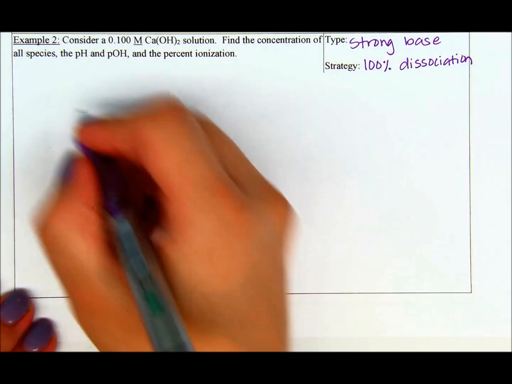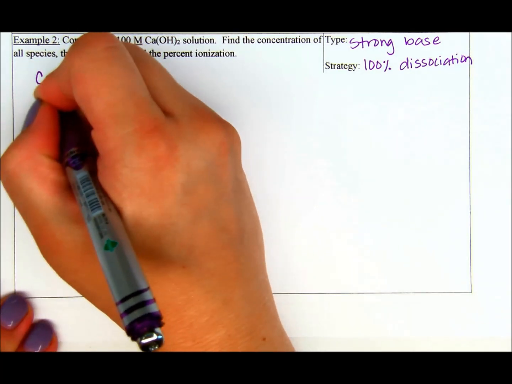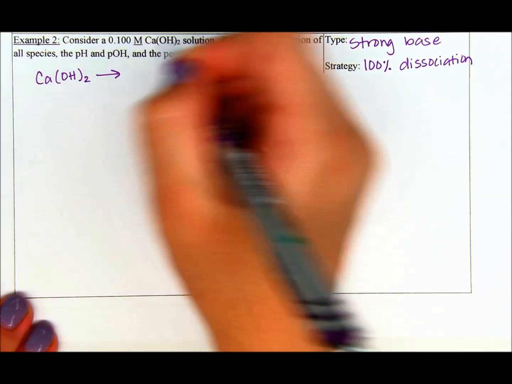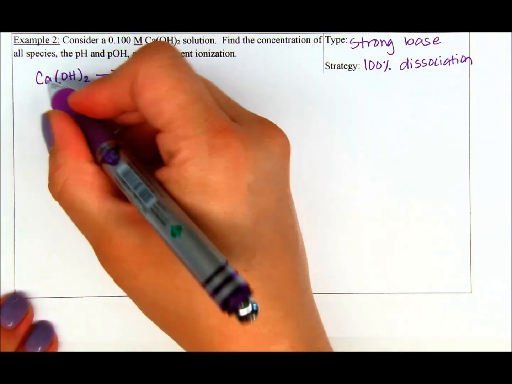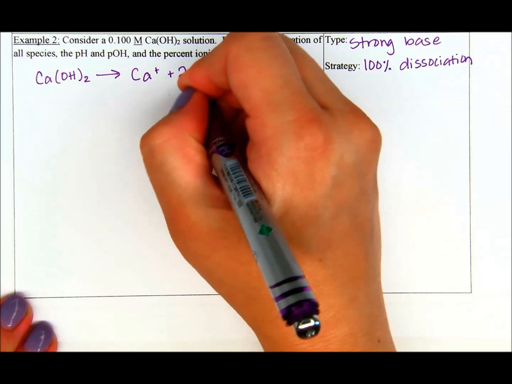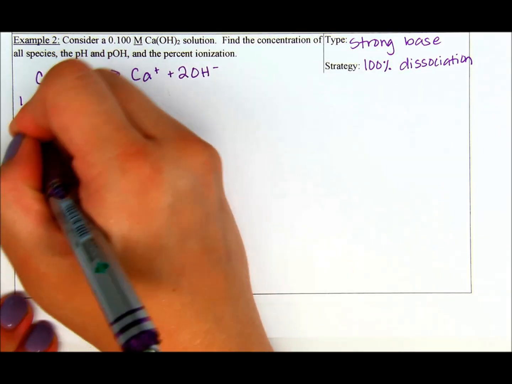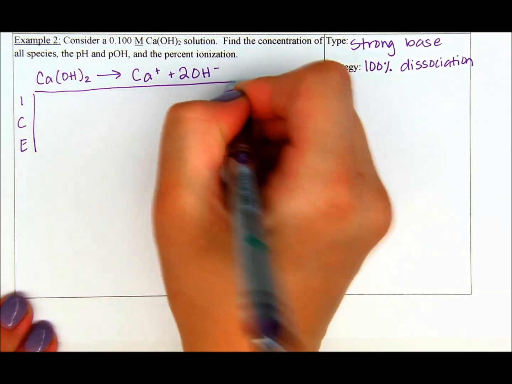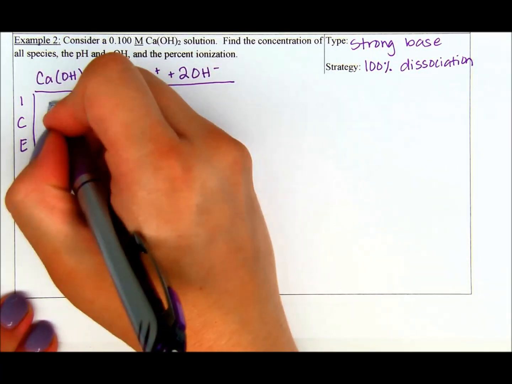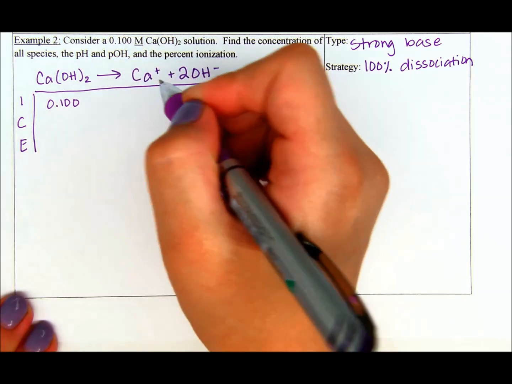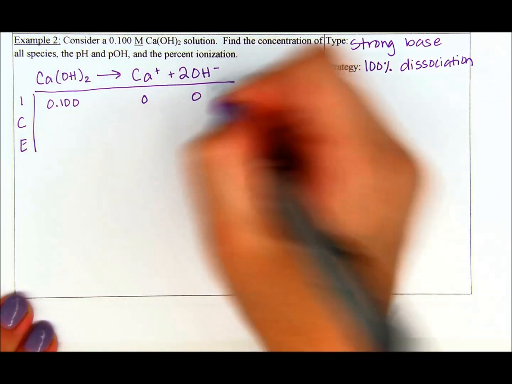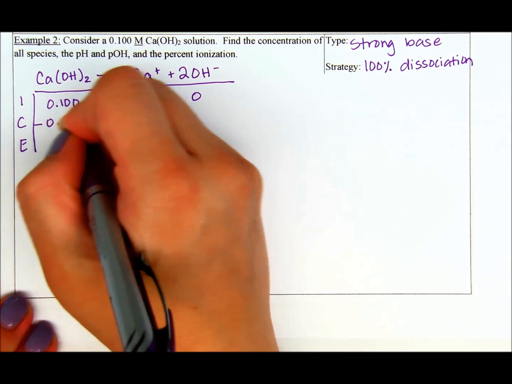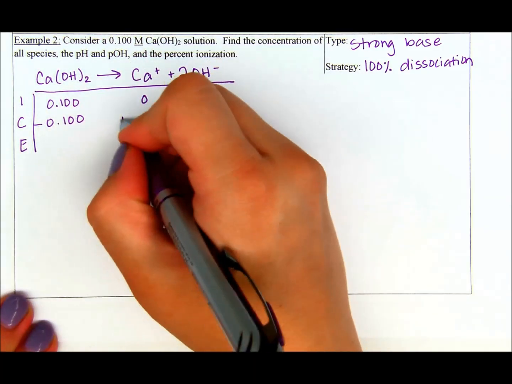Alright, let's go ahead and start with writing the chemical equation. So we have calcium hydroxide, which is Ca(OH)2, one-way arrow, dissociates into 1 calcium ion and 2 hydroxides. Initial, change, ending. Okay, so I started with my concentration of 0.100 molar here, and of course I haven't formed any calcium or any hydroxide yet. This dissociates 100%, so I know all this is going to be gone.